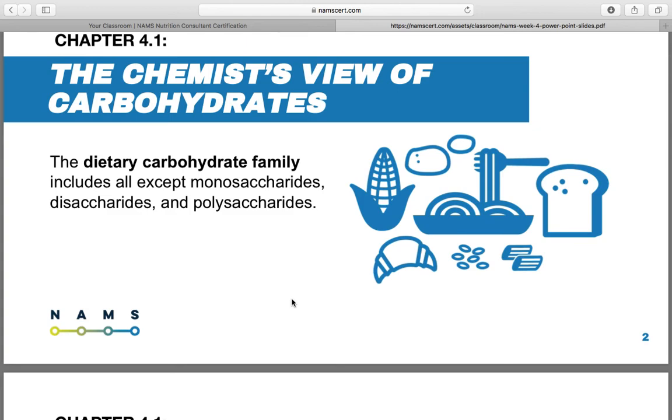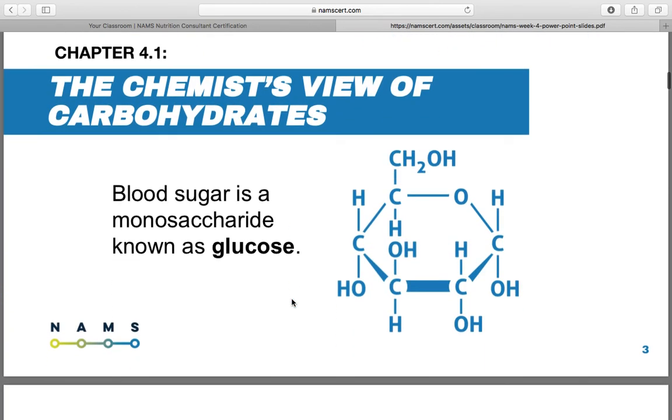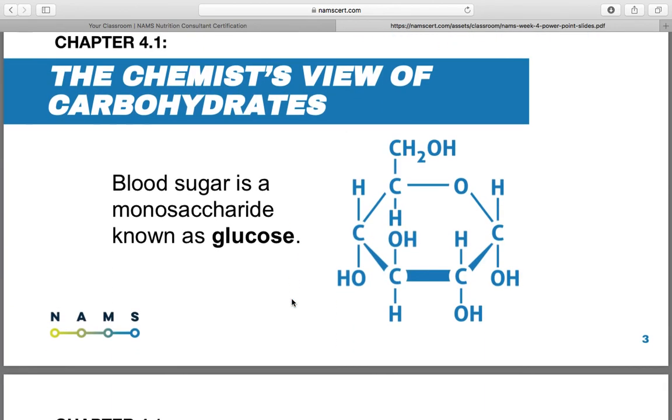So the chemist's view of carbohydrates. The dietary carbohydrate family includes all except monosaccharides, disaccharides, and polysaccharides. Blood sugar is a monosaccharide known as glucose. So what I would do is I would write this whole part in your notes. Blood sugar is a monosaccharide known as glucose. Please write that down, guys.